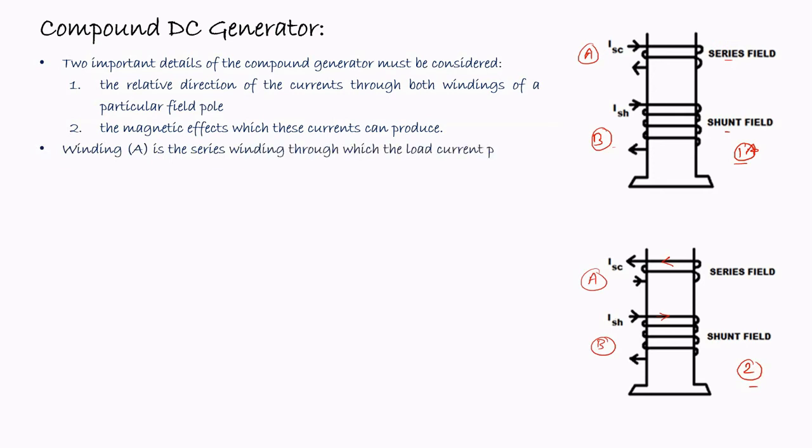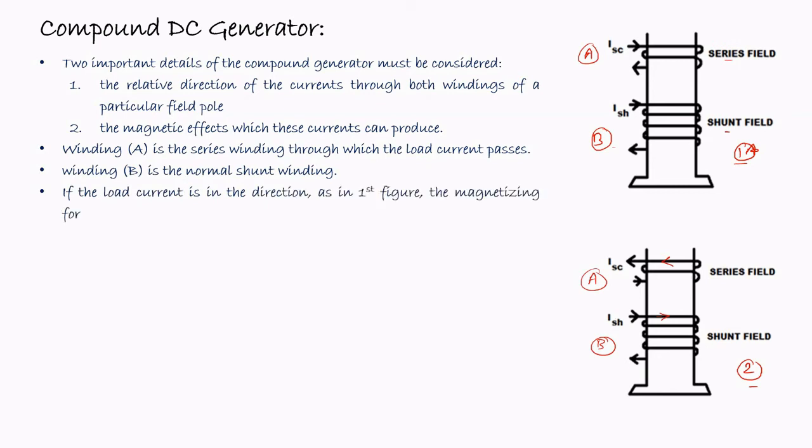Here the winding A is the series winding through which the load current passes. Basically, the maximum amount of current is flowing through the series field winding, and winding B is the normal shunt winding. And remember one thing, the series field winding is responsible for the main flux production, whereas the shunt field winding basically assists the series field winding flux.